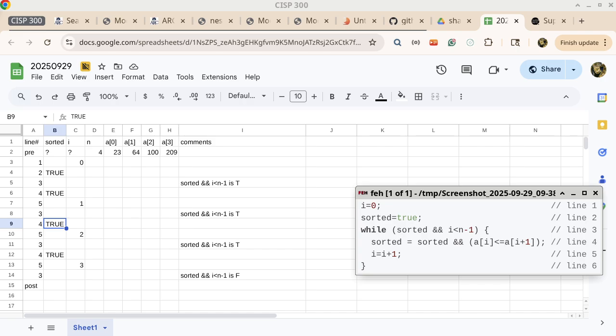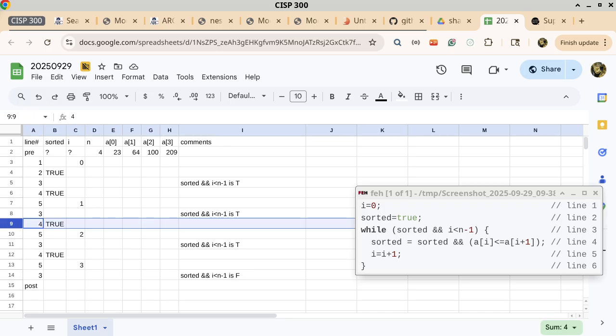So what are we comparing? We're comparing a[i]. At this point in time, variable i had a value of 1. So that means this a[i] here is evaluating a[1], which according to our table here is referring to column F, which has a value of 64. And likewise, a[i+1] is evaluating a[2], which has a value of 100. So now we are really comparing. This is now really just 64. This is really just 100. 64 is less than or equal to 100 is true.